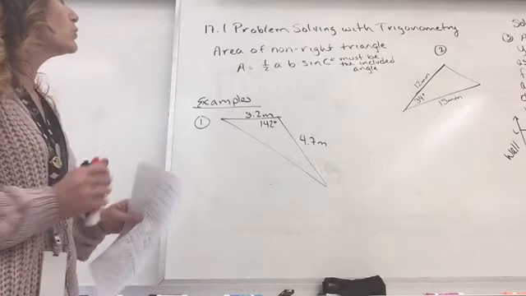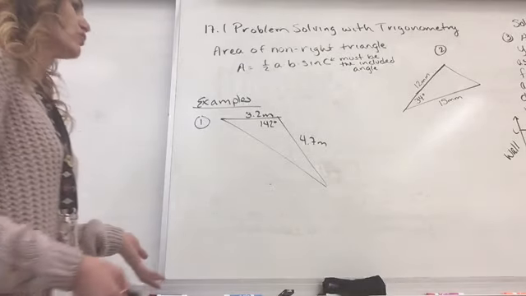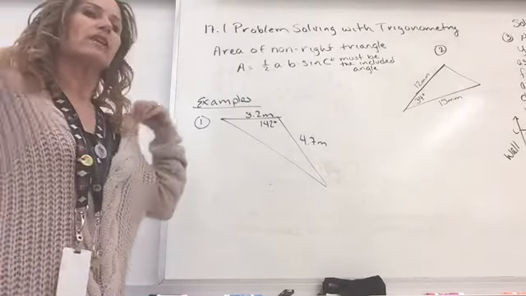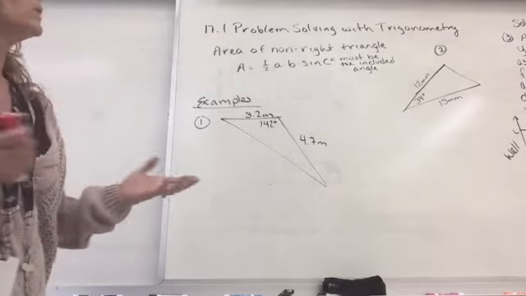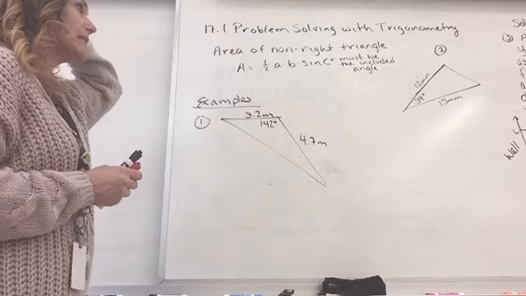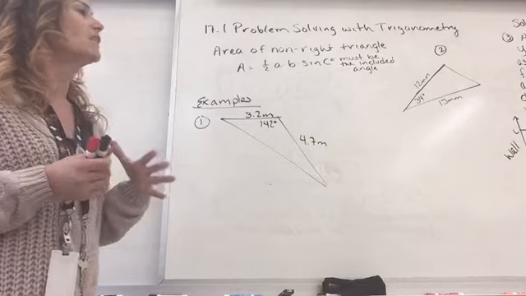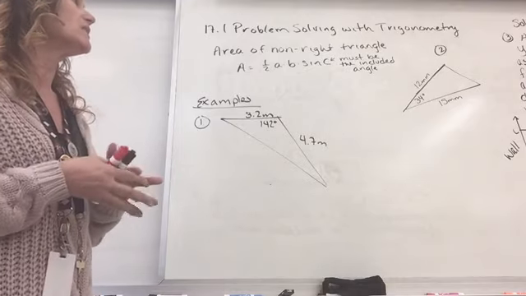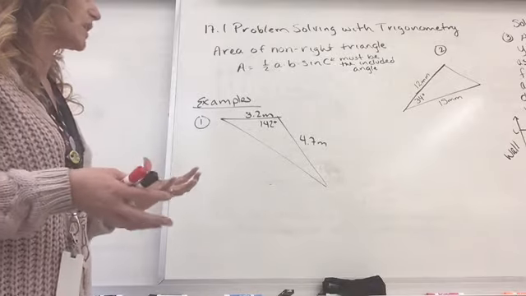All right, so this is 17.1, problem solving with trigonometry. So we know how to find the area of a right triangle, but not all of our triangles are right triangles. So we need to be able to find the area of a non-right triangle, and we can use trig to help us do so. The area equals 1/2 A times B, where A and B are sides, times the sine of angle C. The C has to be the angle that's included between the two sides.